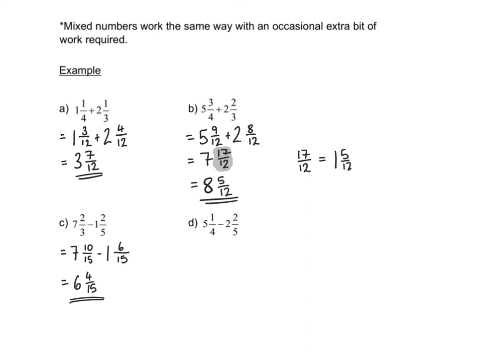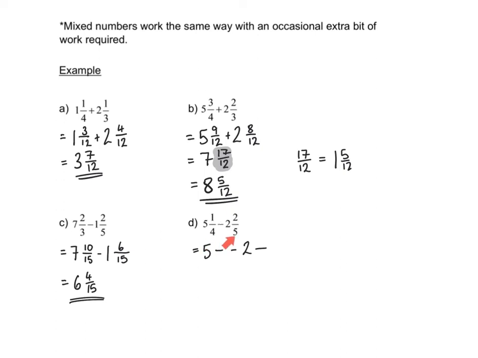And lastly, we'll look at part D. Now part D is slightly more complicated than the others, so let's make a start in the same way. We're going to start off by putting in our empty fractions, 5 and a fraction, take away 2 and a fraction. Same process to the start.